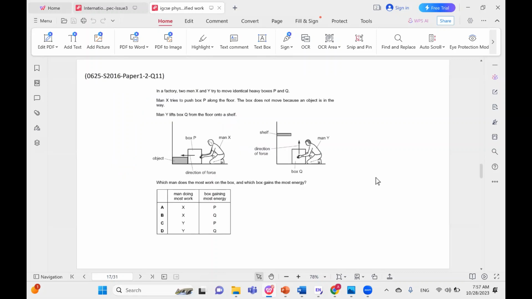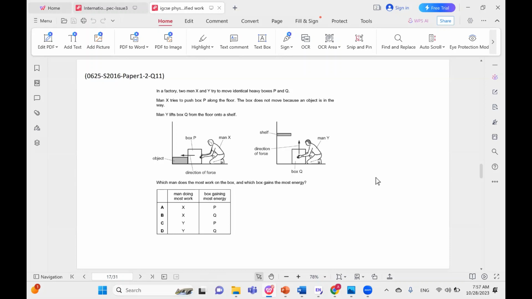In a factory, two men X and Y try to move identical heavy boxes P and Q. Man X tries to push P along the floor. The box does not move because an object is in the way. Man Y lifts box Q from the floor onto a shelf. Which man does the most work on the box and which box gains the most energy?